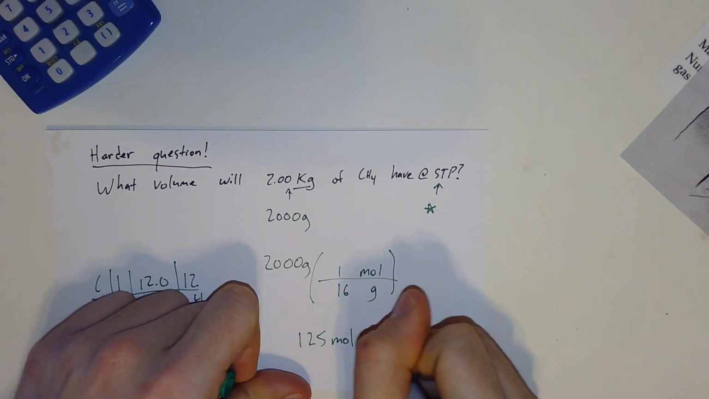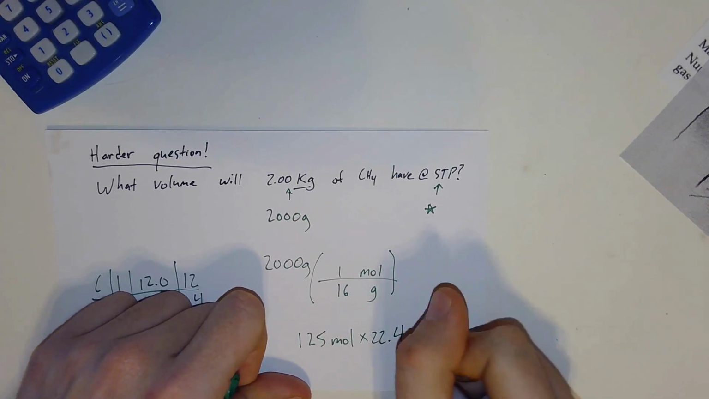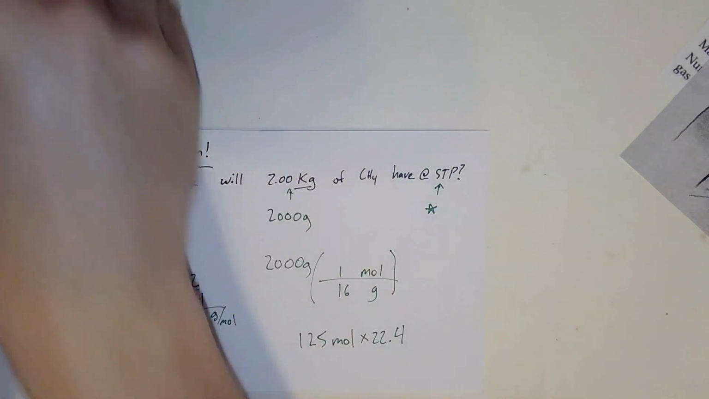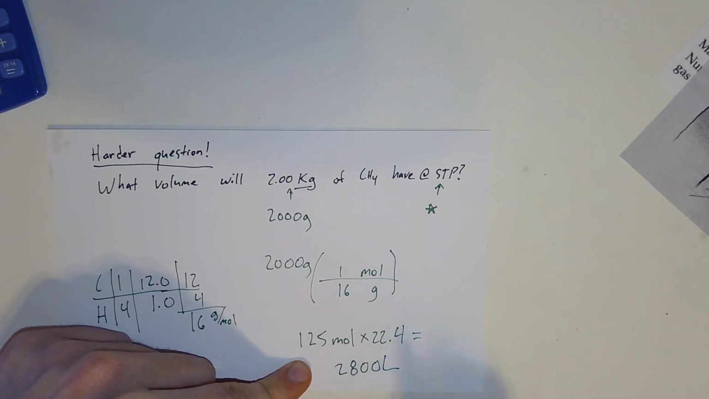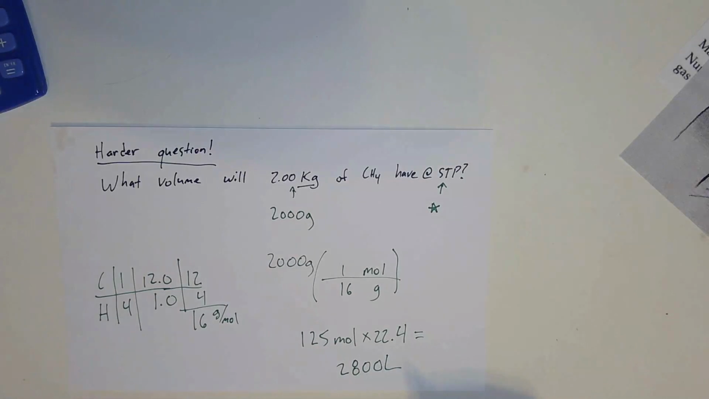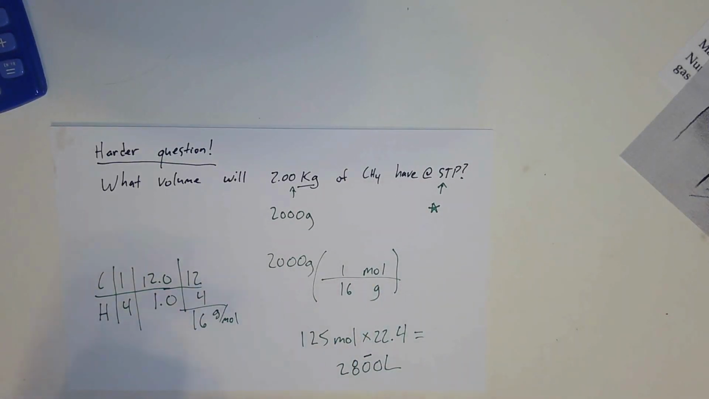So all I have to do to get those liters is just multiply by 22.4. So I do that, and I get 2,800 liters. For those of you in Soli's class, you would want to signify that as significant. Ignore it if you don't recognize what's going on there. It's no big deal.